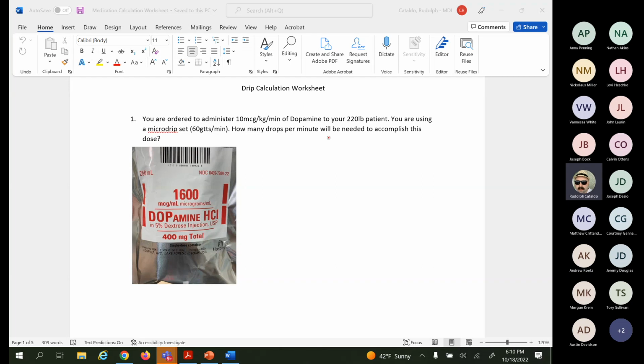Okay, so we see 10. Somebody else can draw. You guys can all draw on here because I just saw somebody else draw. So we agree that this patient weighs 100 kilos, and we agree that the dose ordered is 10 per kilo per minute, right? Just based off the equation they're giving us. Yes. Okay. So 10 times 100 kilos equals what?